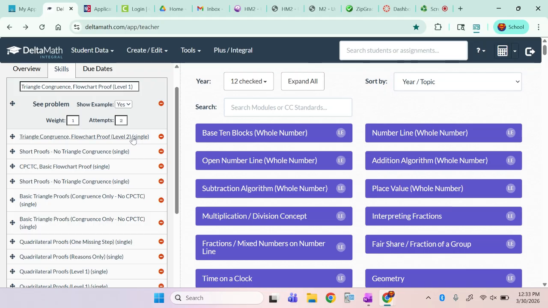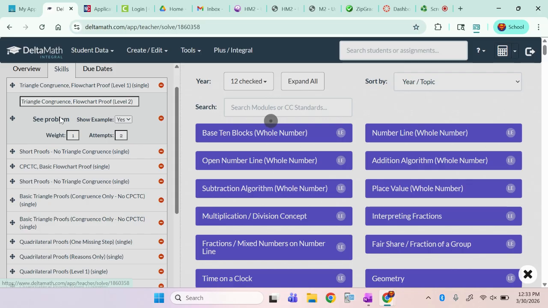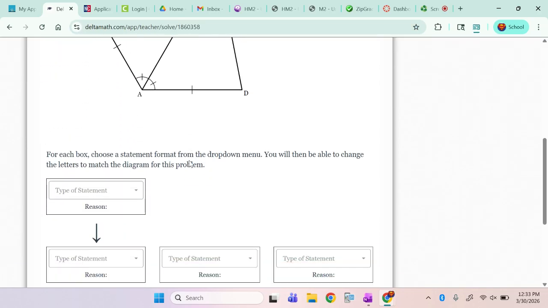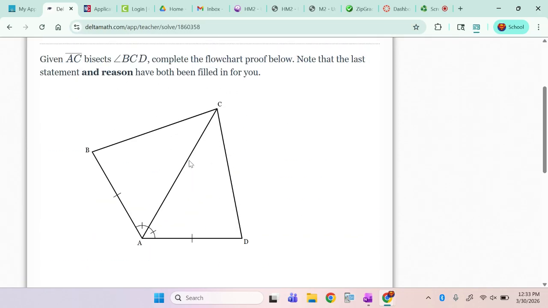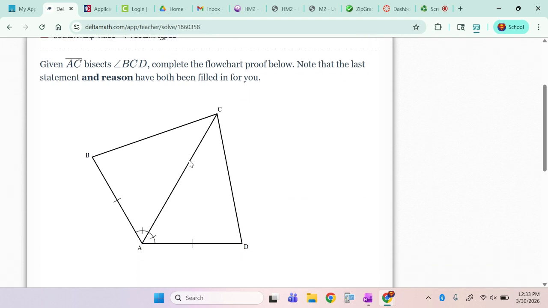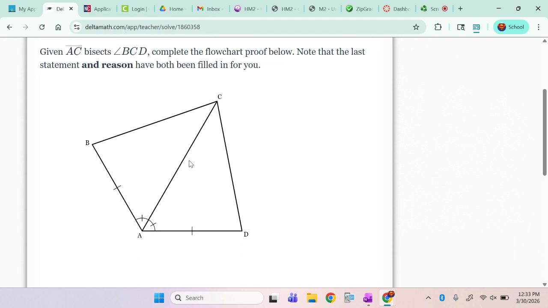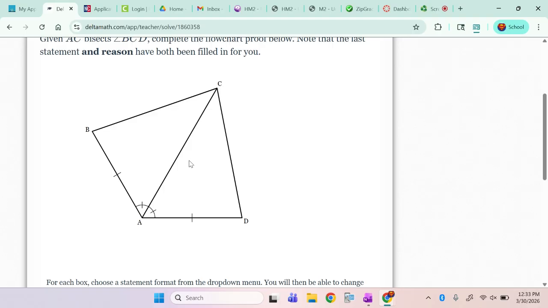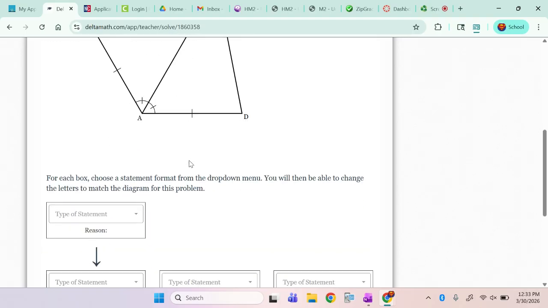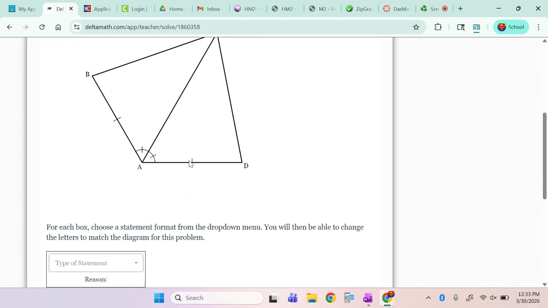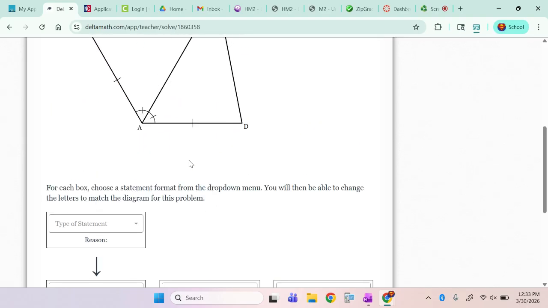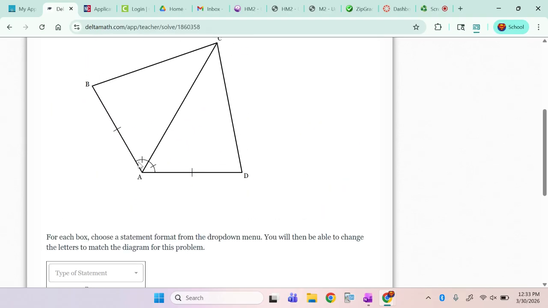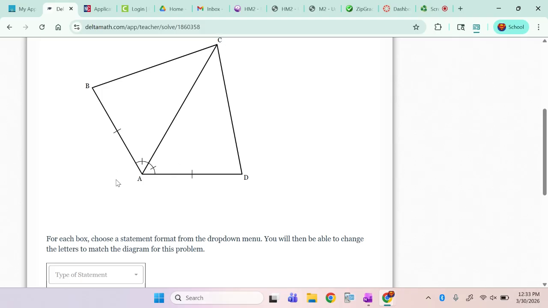So click the level 2 one, so the next one down. This time we actually have to come up with the proofs and the reasons. Remember, always start with what they freely marked. And they freely marked two things. They marked these two angles congruent and these two sides congruent.